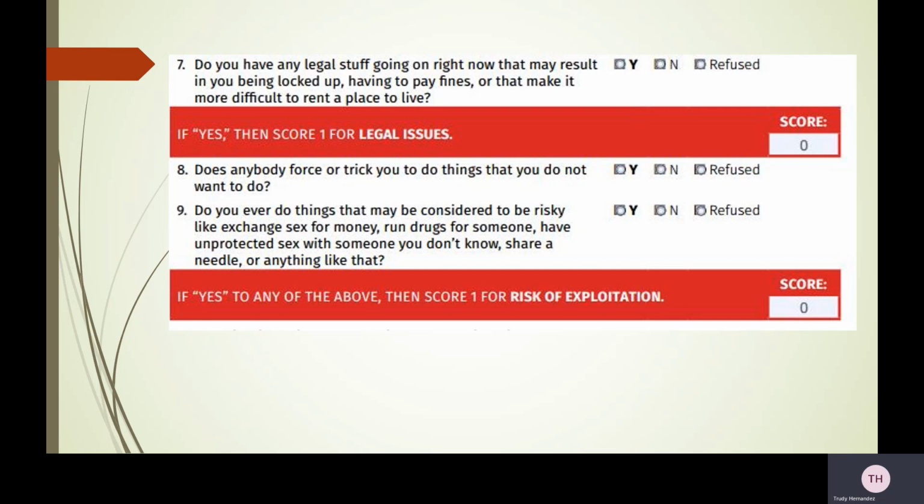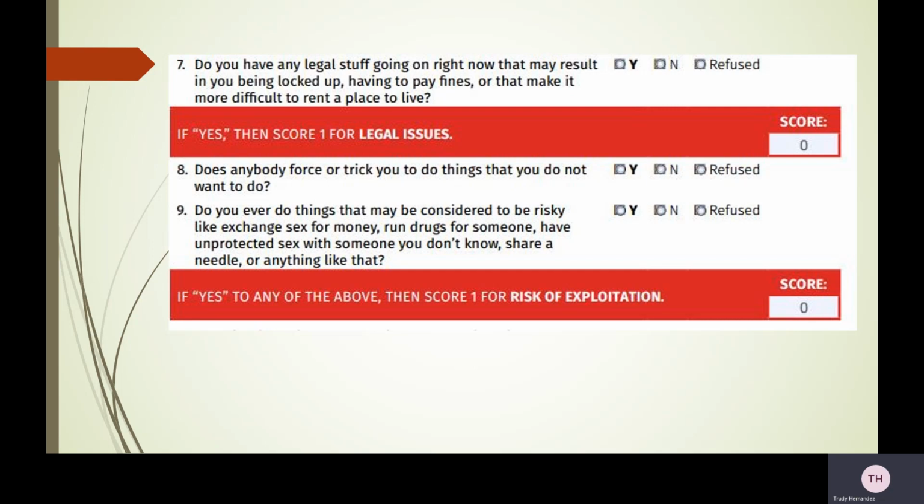Or do you ever do things that may be considered to be risky, like exchange sex for money, run drugs for someone, have unprotected sex with someone you don't know, share a needle, or anything like that? On question 9, it's very important to put emphasis on that last part, anything like that.